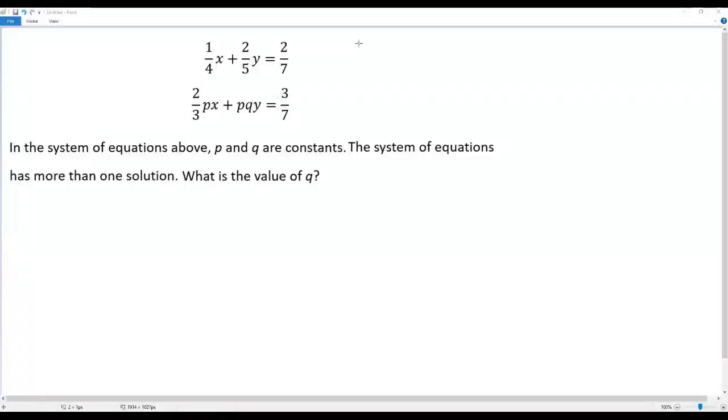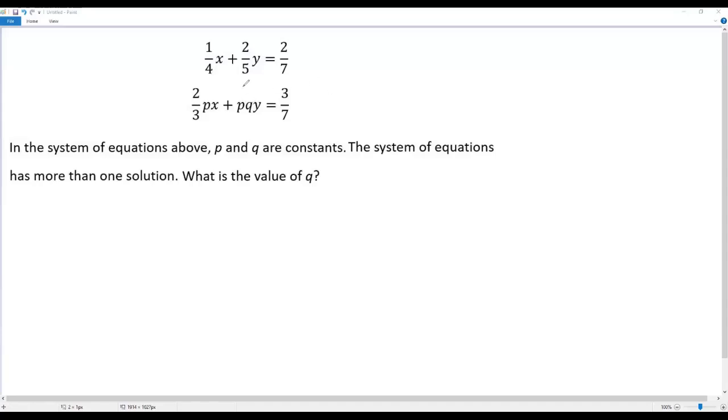Here we have a set math question. Here we have a system of two linear equations. In the system of equations above, P and Q are constants. The system of equations has more than one solution. What is the value of Q? So in the given system of two linear equations, we have to find the value of Q.